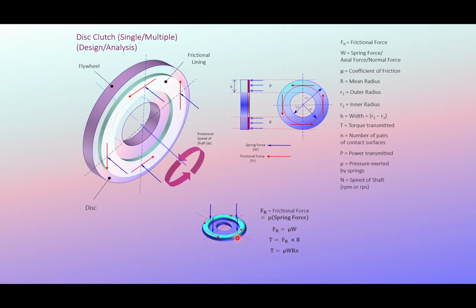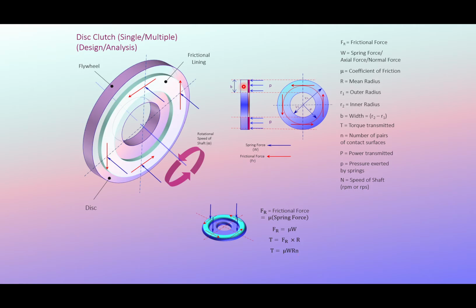So this frictional force multiplied by this radius will give you a turning about the center here, which is frictional force times radius, that is the torque. And we know that frictional force here is equal to the product of coefficient of friction and normal force, multiplied by radius. Now this W here is the normal force, or the axial force, or the spring force. The R here is the mean radius. The n here is the number of pairs of contact surface.